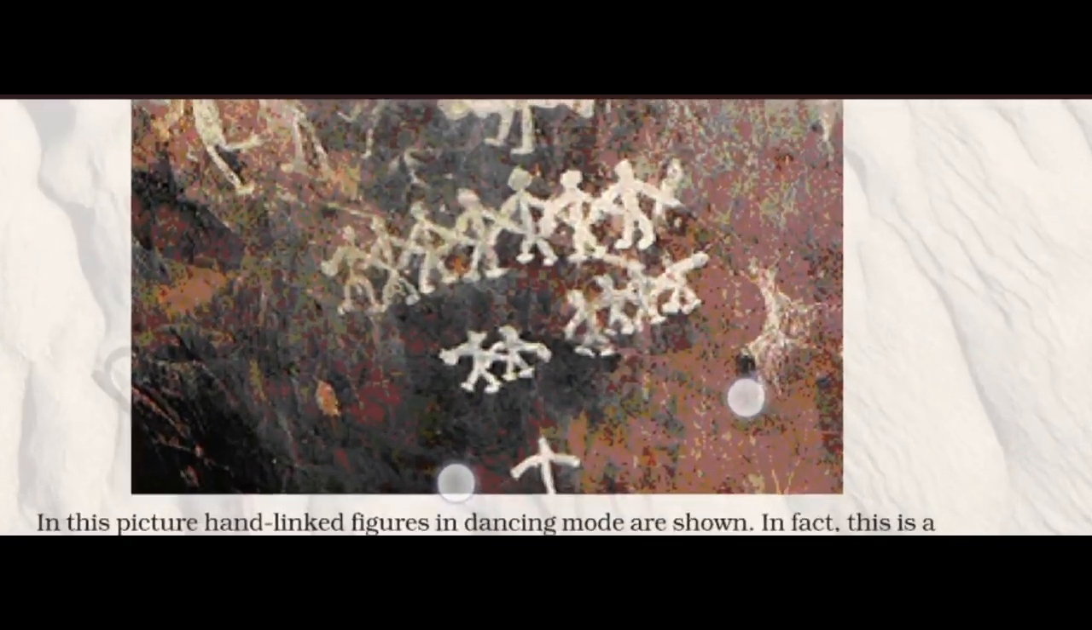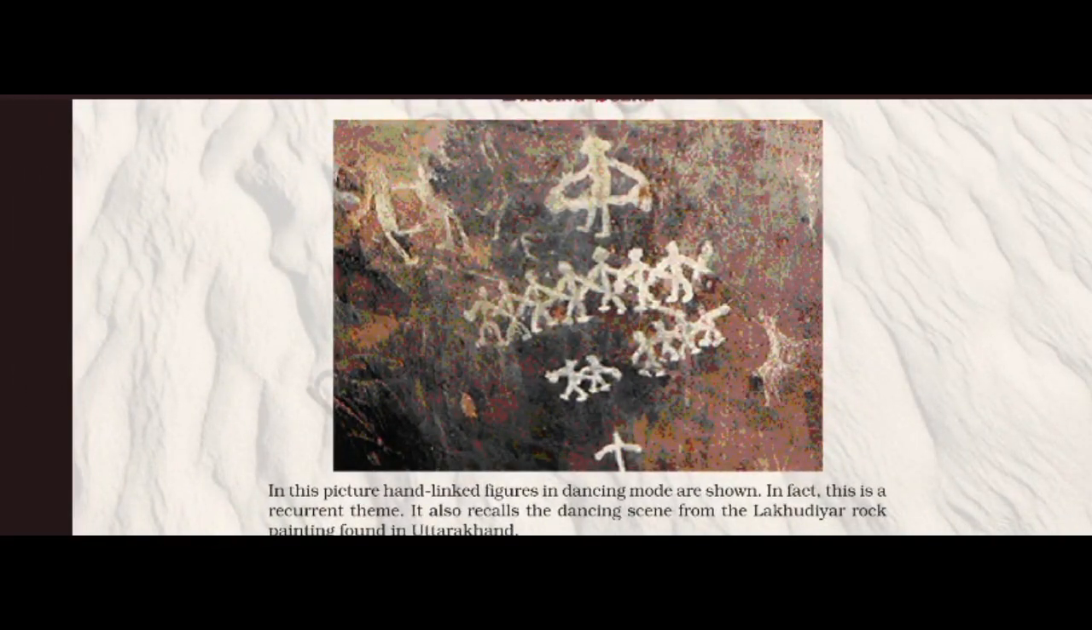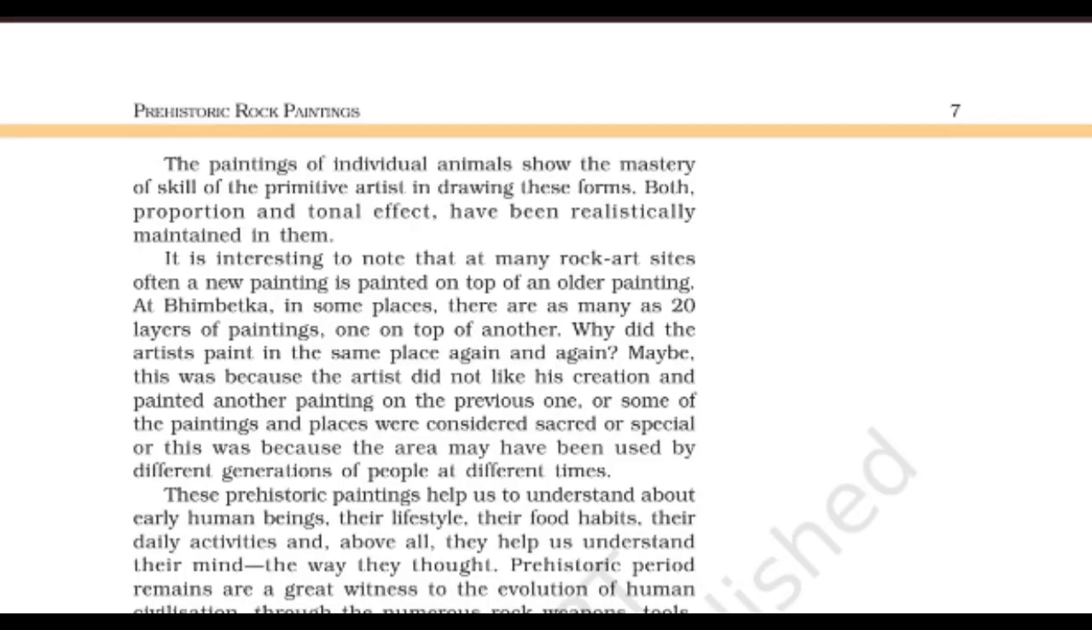Okay, this is the dancing scene. This is the hand-holding dancing picture, and this is from the Lakhudiyar rock painting of Uttarakhand. You have to remember this hand-holding dancing figure. Paintings of individual animals show the mastery of skill of primitive artists in drawing these forms, like dancing and hunting.